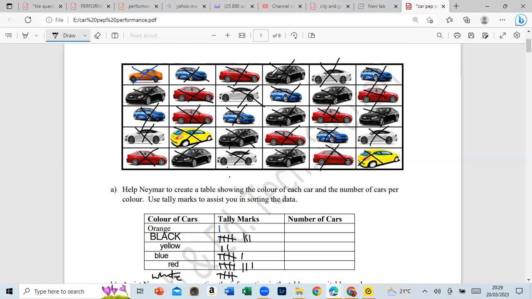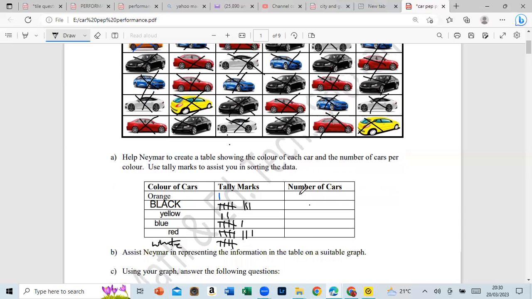1, 2, 3, 4, 5, 6, and 5 rows. Yeah, it's 5 rows. It's 5 by 6, so that gives you 30. So the tally marks are correct. We get 30. We can check against each to see if it's correct. So it's 1 orange. Put in the actual numbers now. 5 gives you 1 bundle and 3.